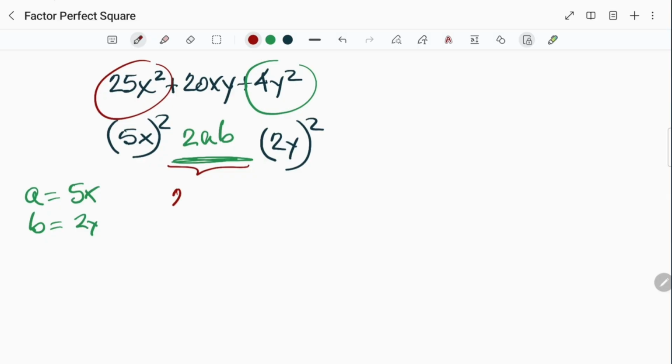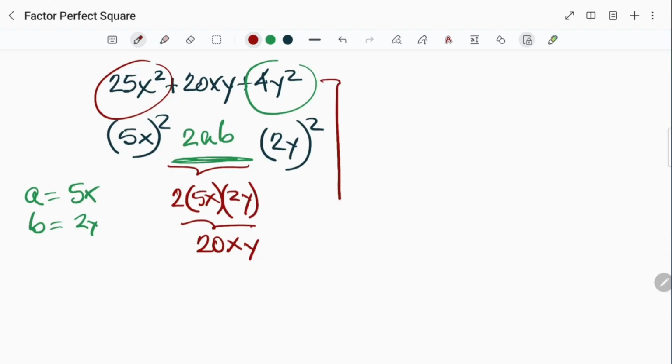Do 2 times 5x multiplied by 2y. Answer 20xy. In conclusion, the trinomial that we have right here is exactly a perfect square because the first term is in the form of a square, the same thing the last one, and the central term is 2 times the first one by the second one. Then we can say that the answer of this trinomial that we have on the top is exactly the perfect square.